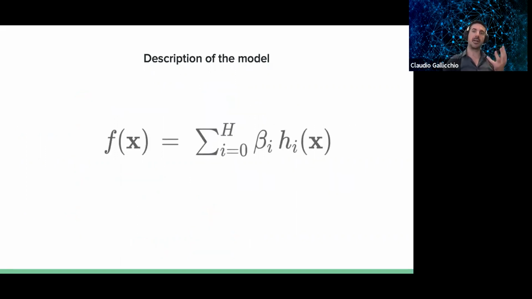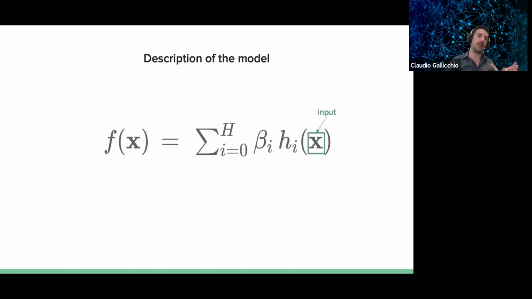So in practice, for example, consider a generic function approximation task. We denote here by x the input vector. By f of x, we indicate the model that we want to train, so the function that we want to compute.